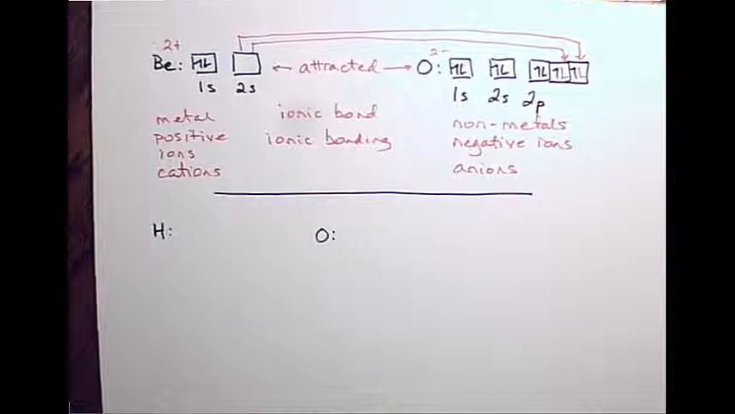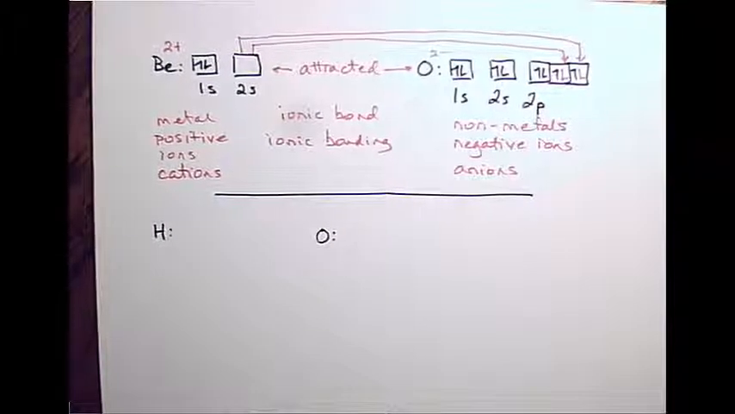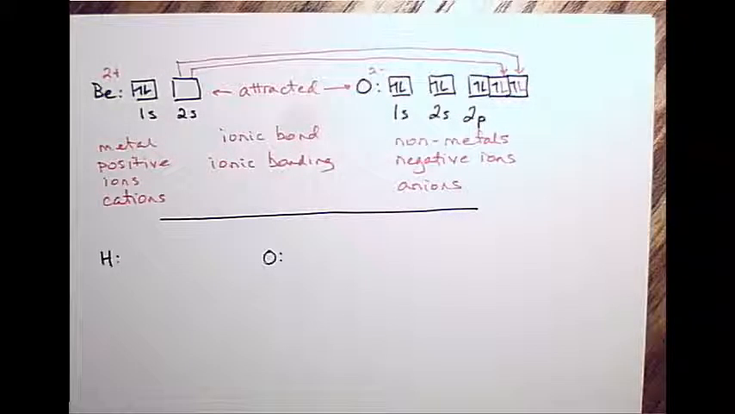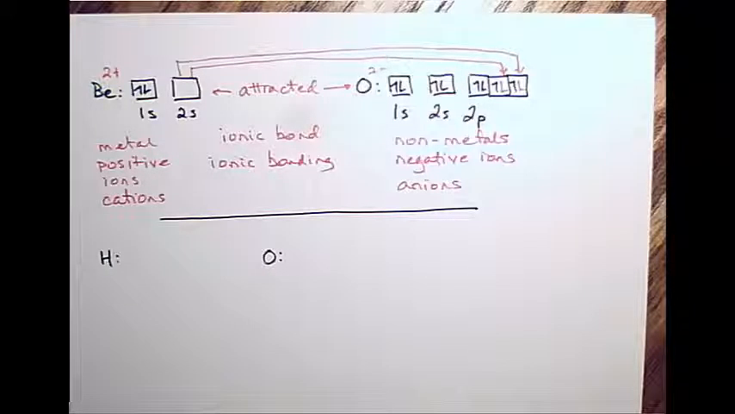Conversely, oxygen is gaining 2 electrons, so it's going to have 2 more electrons than protons, and that will give it a 2 negative charge. Electrons have a negative charge, protons have a positive charge. So an ion that has a negative charge is called an anion. Negative ions are anions. Nonmetals tend to become anions.